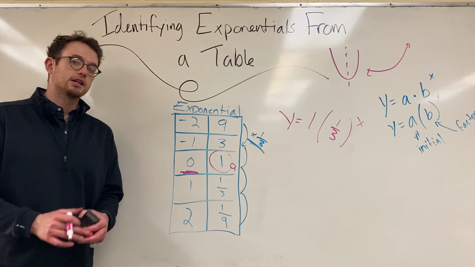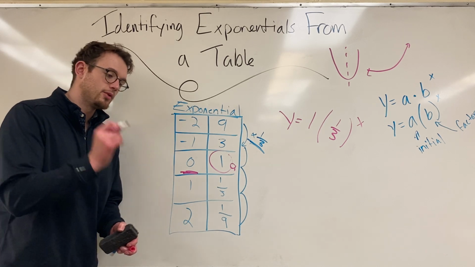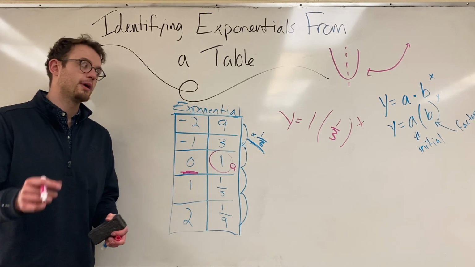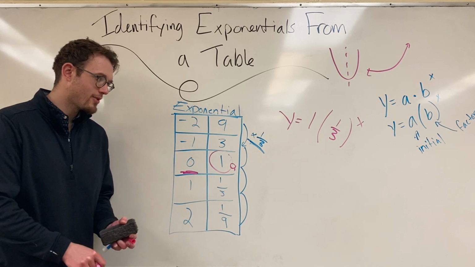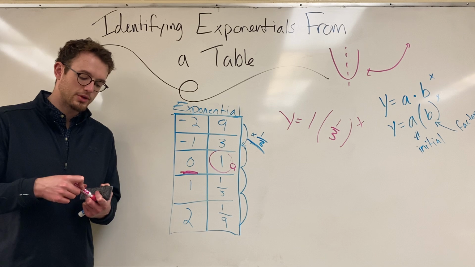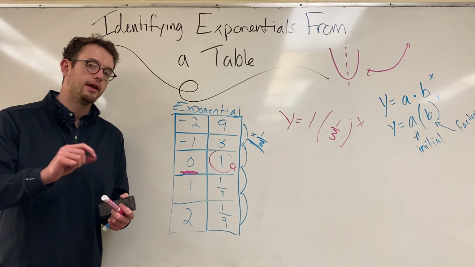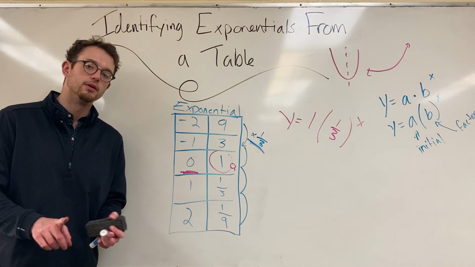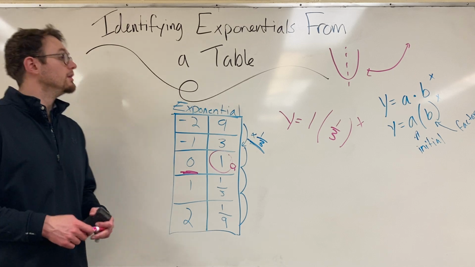Gotta understand that exponential is multiplying. Whether it's multiplying by a fraction, a decimal, a number bigger than 1, it should be multiplying by the same number every single time, not a different number. Then it's not exponential.